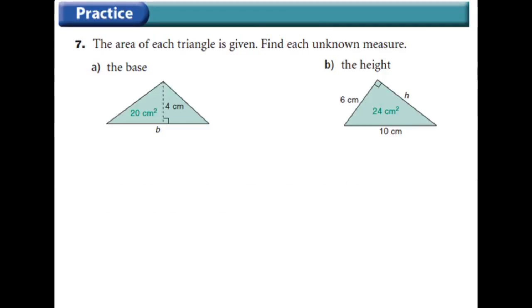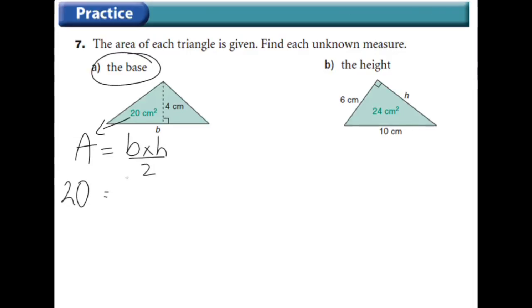Okay, number 7, the area of each triangle is given. Find each unknown measure. So find the base in this case. So we start out with area of a triangle equals base times height divided by 2. In this case, they give us the area. So we substitute for the area 20. And they give us the height. So we get 4 times b divided by 2. So some number b times 4 divided by 2 will give us 20.